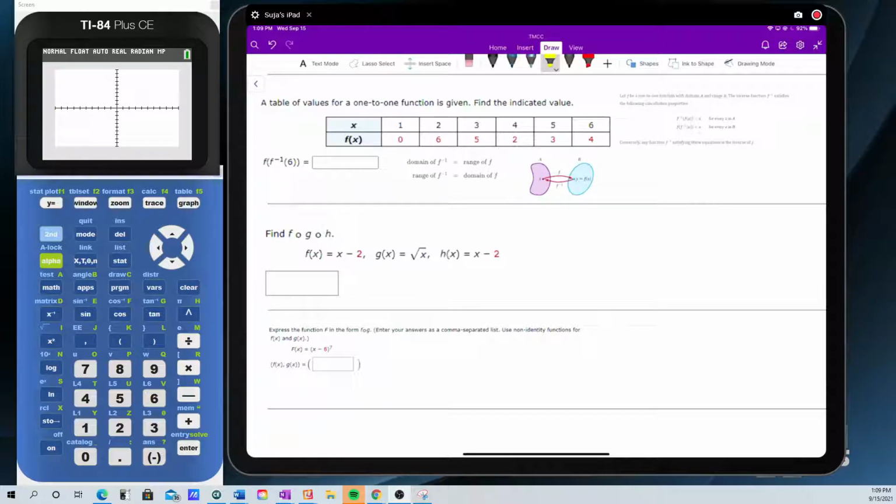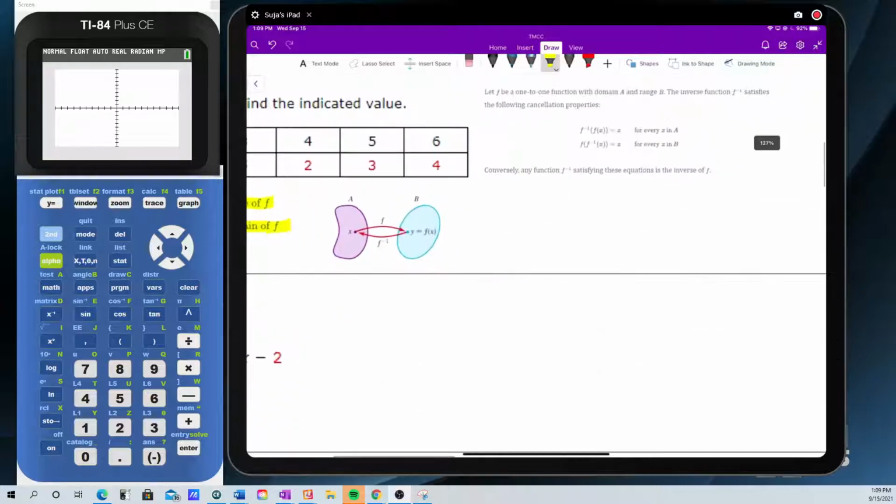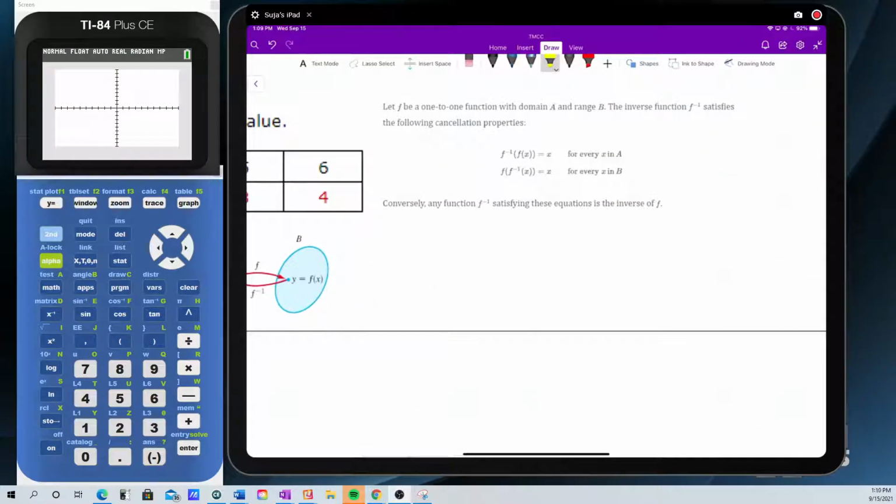Therefore, if it is a one-to-one function and if it has an inverse, then the domain of the inverse function will be the range of the function, and the range of the inverse function will be the domain of the function. And it's also said that, let me zoom this in, let f be a one-to-one function with the domain A and range B, the inverse function f inverse satisfies the following properties. So f inverse of f of x is equal to x for every x in A, and f of f inverse of x equals x for every x in B.